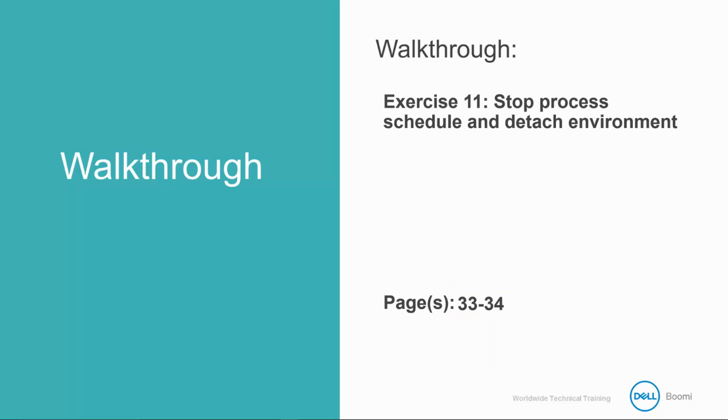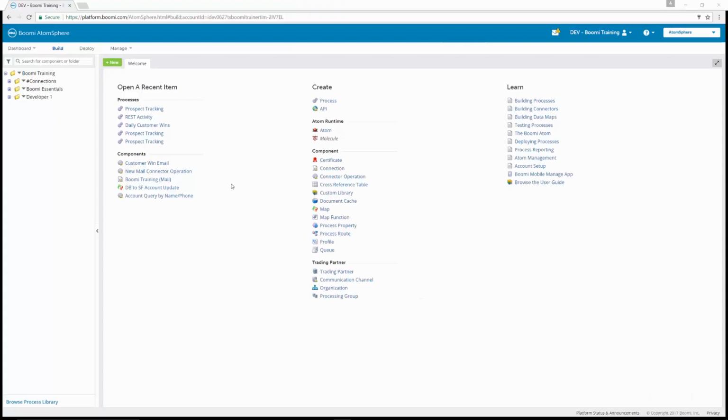Together we're going to complete our final activity in the admin section, which is exercise 11. Again, just a quick recap, the Boomi best practice is to stop the process schedule and/or detach the environment from the process when training or other testing scenarios are complete. This is to make sure the process is not running unnecessarily and that any user alerts stop.